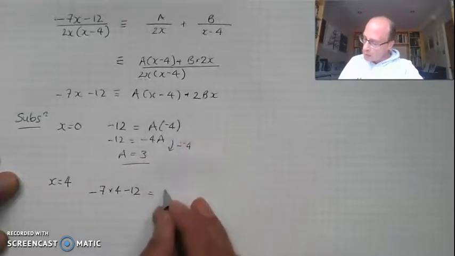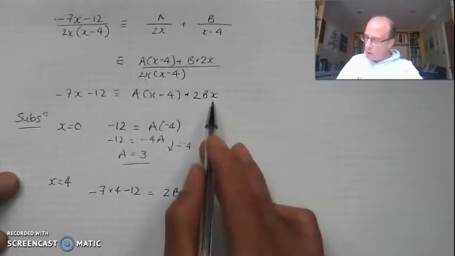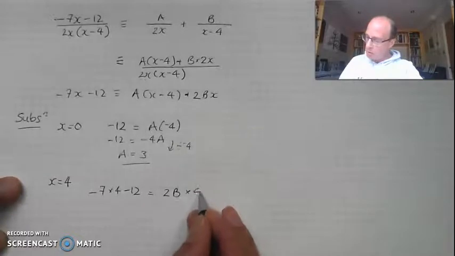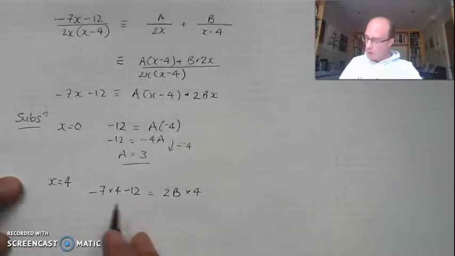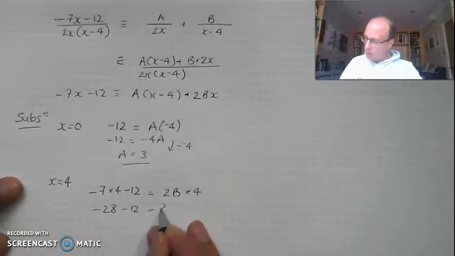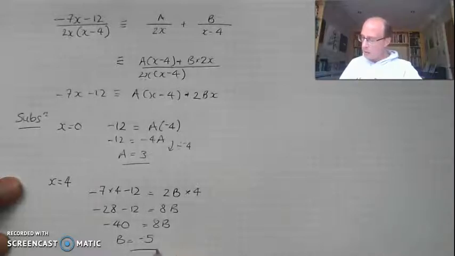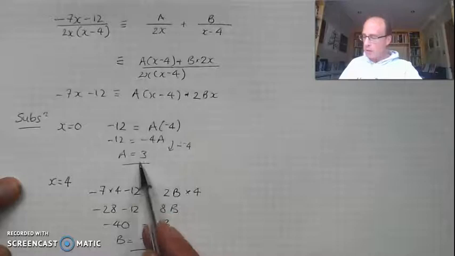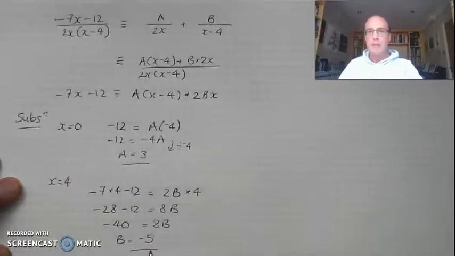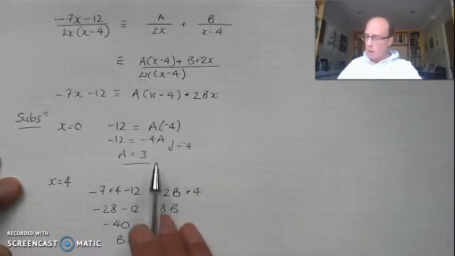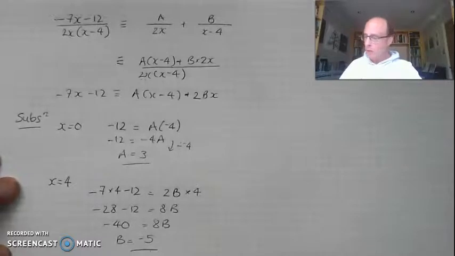And then I'm going to get plus 2b multiplied by x, which is my value 4. So I've got negative 28 subtract 12 is equal to 8b. So I've got negative 40 is equal to 8b, and b is equal to negative 5. So I've got my two values, my value of a and my value of b. If I'm lucky in the mark scheme, I'll pick up all the marks in the question.